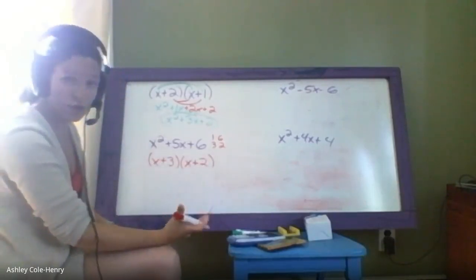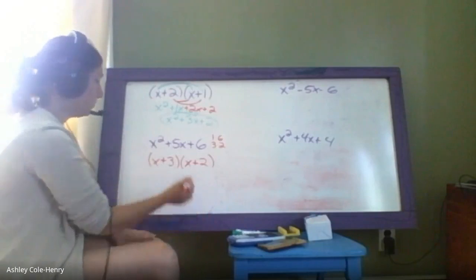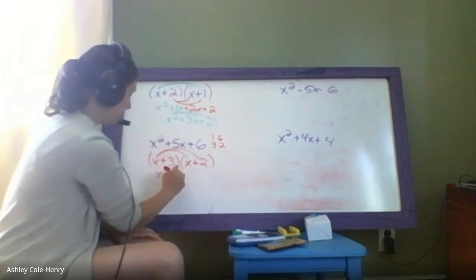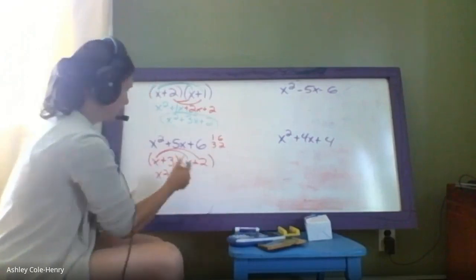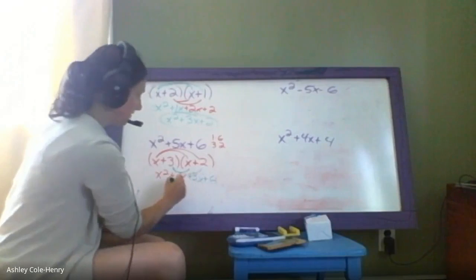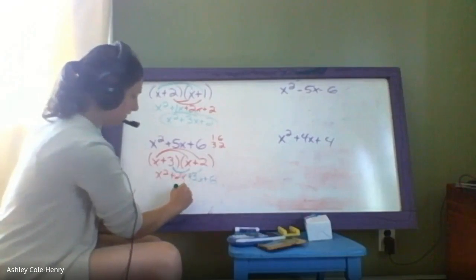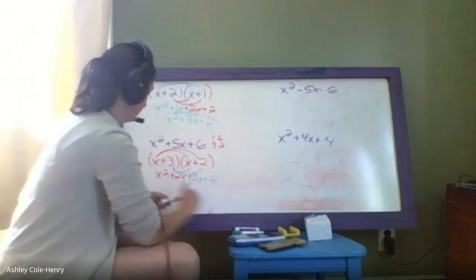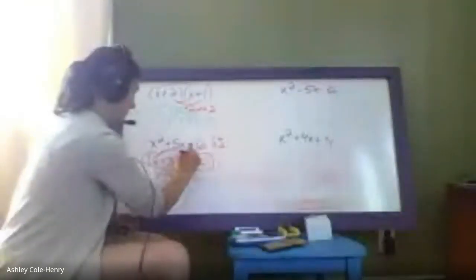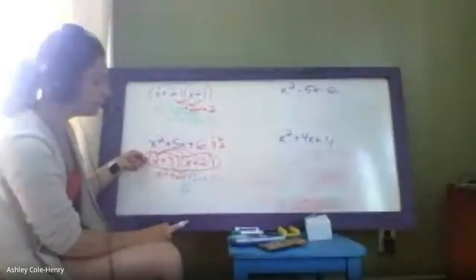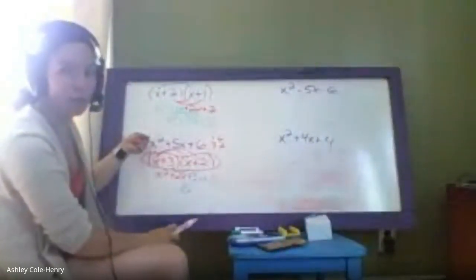Always check to make sure that you've got your signs correct when you multiply it out. So x times x is x squared. X times 2 is plus 2x. 3 times x is plus 3x, and 3 times 2 is plus 6. These will combine to give me 5x, so I have x squared plus 5x plus 6. Therefore, x plus 3 times x plus 2 is my final answer. So you're looking for what two binomials multiply to give you the trinomial, so 3 terms.